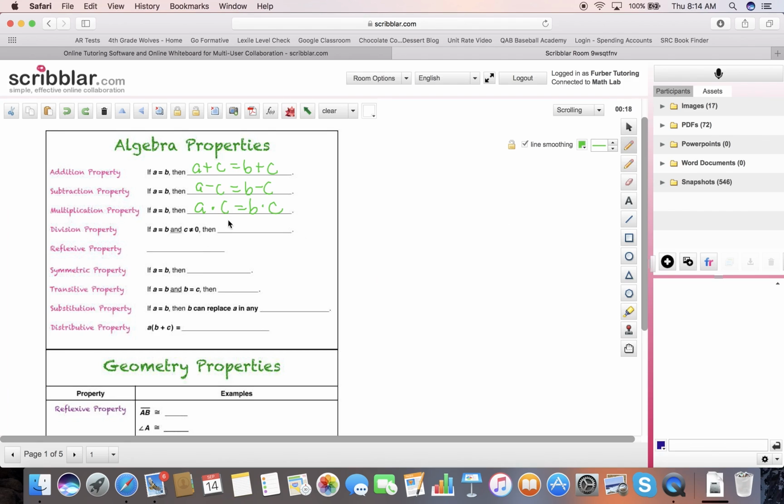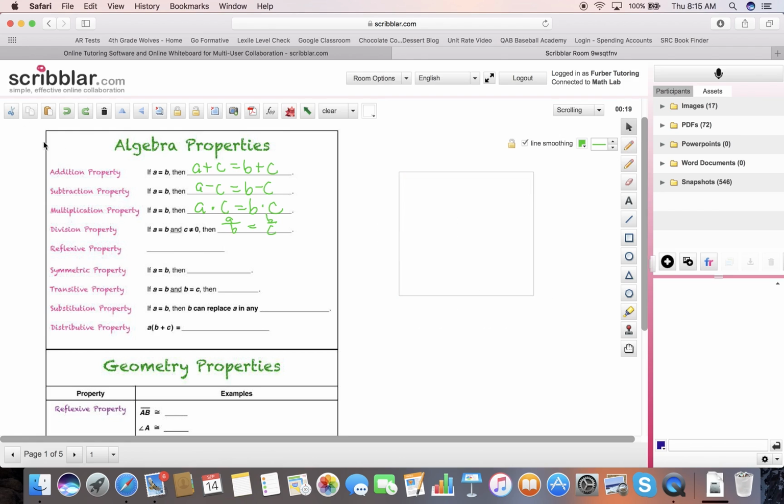Okay, and then the division property, same idea. If I divide both sides of an equation by the same thing, the equation stays balanced. And we'll talk about this c does not equal 0 thing, but let's just do a quick example. 3x equals 24. How would I solve that equation? Well, I would divide by 3. I would get x equals 8. How did I get from here to here? What looks different? Well, they divided off the 3. So I divided the same thing on both sides, so that's the division property of equality.